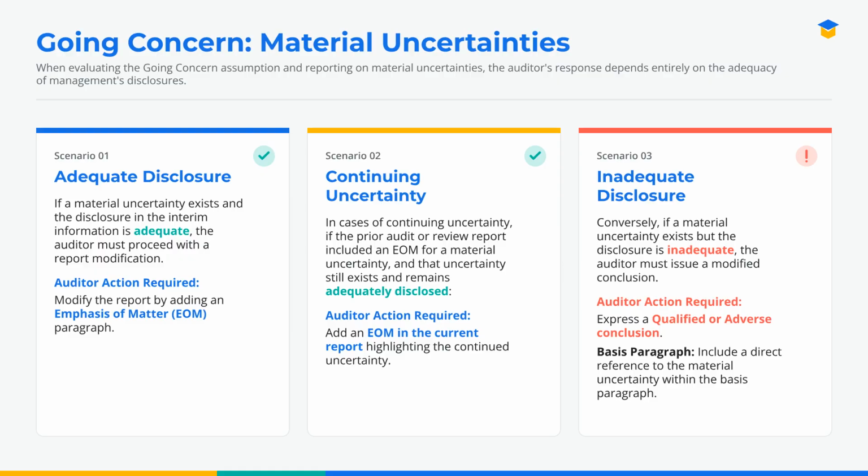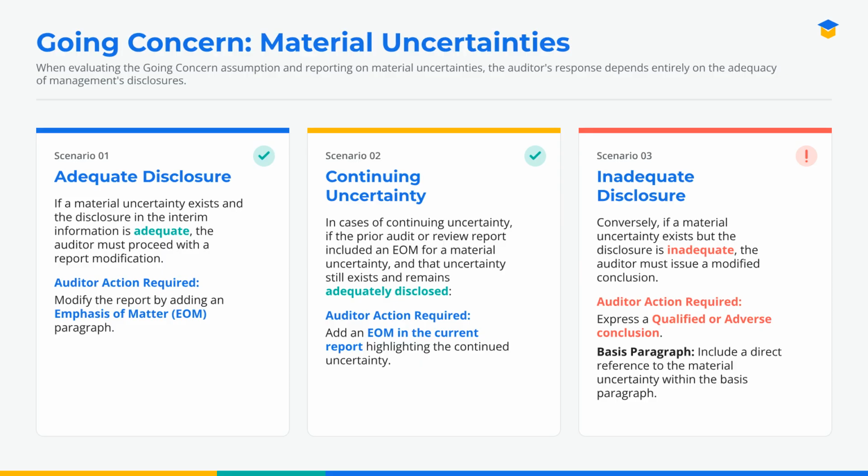Scenario 1. If adequate disclosure exists for a material uncertainty, modify the report by adding an emphasis of matter, or EOM, paragraph. Scenario 2. In cases of continuing uncertainty, if the prior report included an EOM that still exists and remains adequately disclosed, add an EOM in the current report highlighting this continued uncertainty.